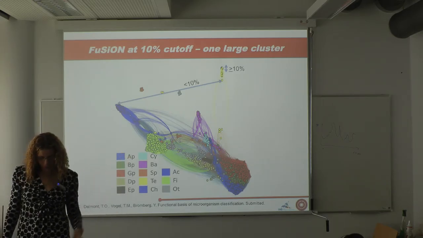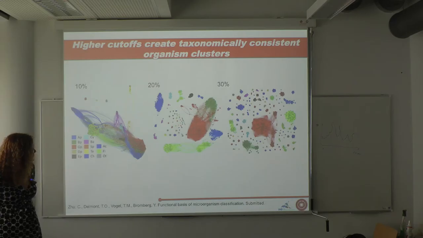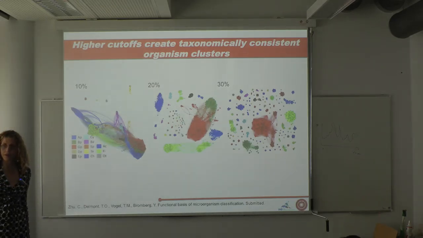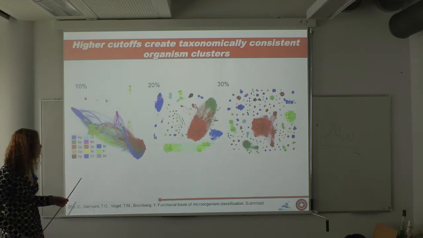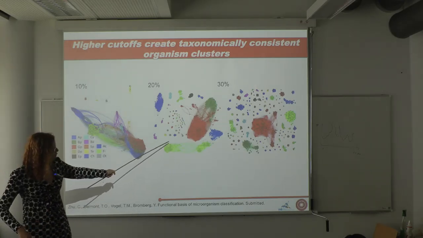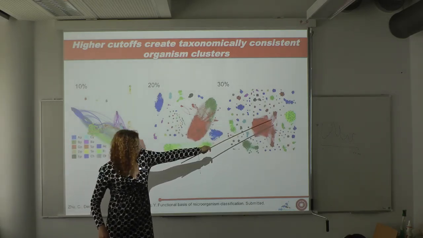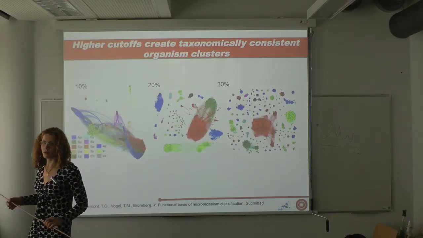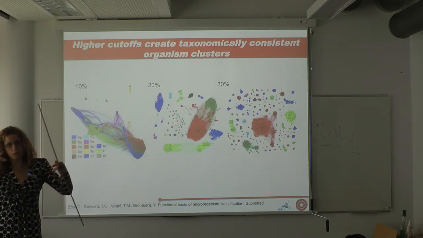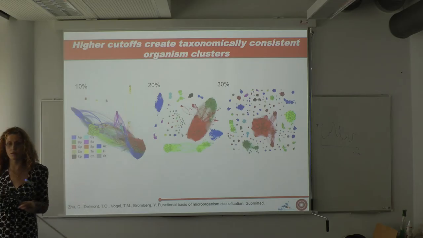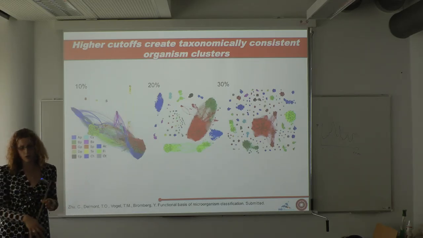Okay. So we can do this at different cutoffs, 20, 30 cutoffs, depending on where you like it. It's still groups. The one thing that you see is that certain classes that were together start splitting, right? Which is expected because if you go lower from phylum to class, to order, you get finer definition.